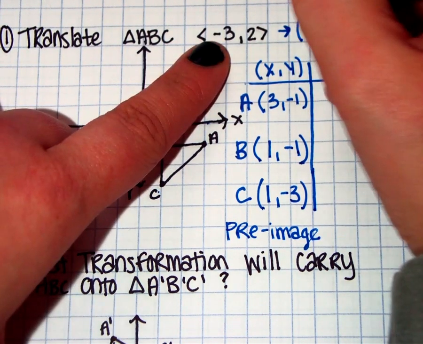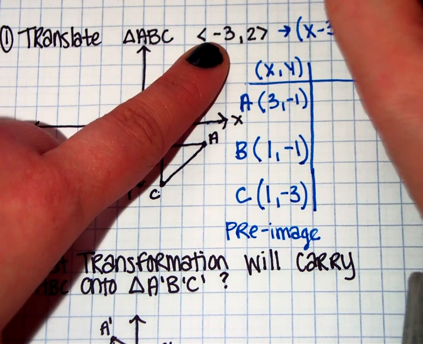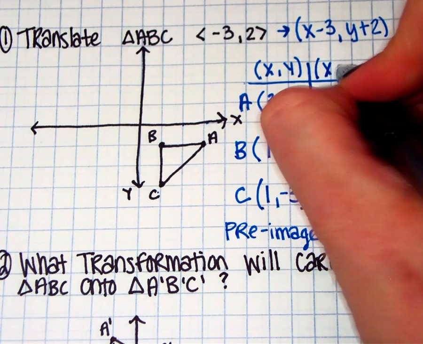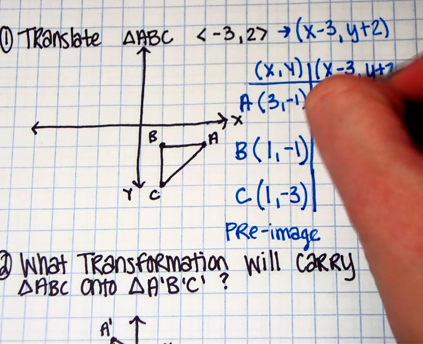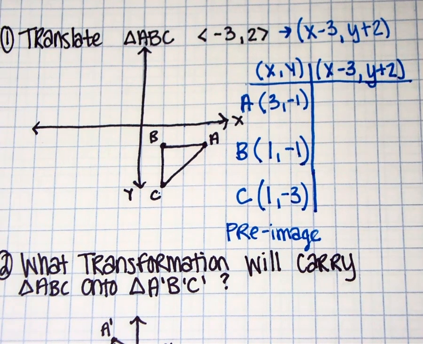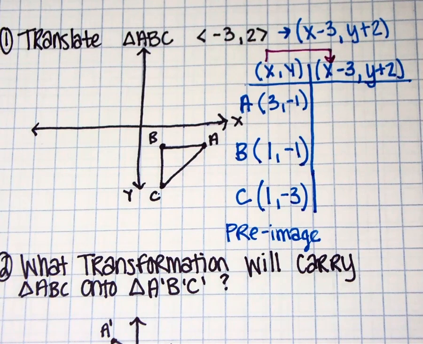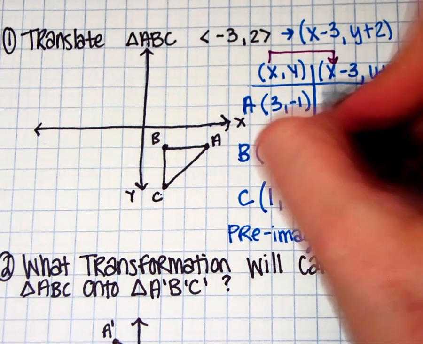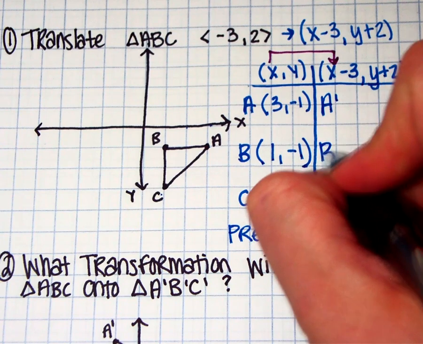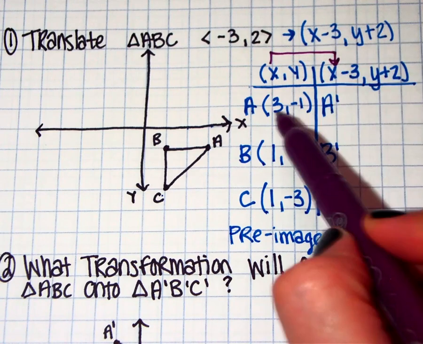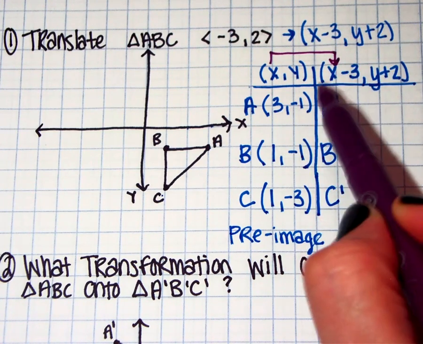So X minus 3, comma, Y plus 2. And I'm going to also write that down here, X minus 3, comma, Y plus 2. Basically, what's happening is we are now applying the rule. So any X value gets subbed into this X value. What that looks like, we're now going to be dealing with primes, so A prime, B prime, and C prime. And what happens is we're going to take our pre-image value and substitute it into this X.